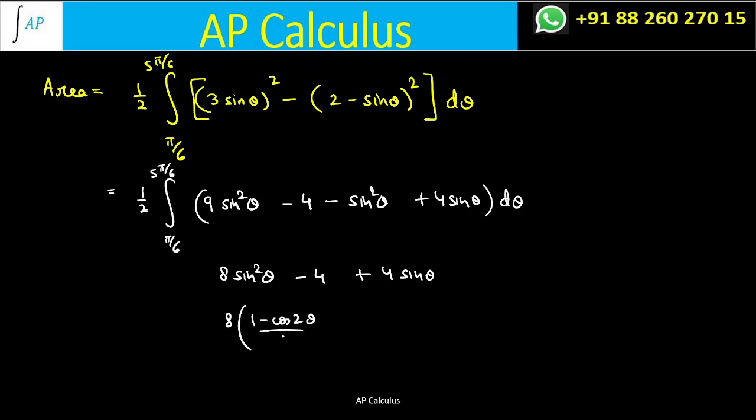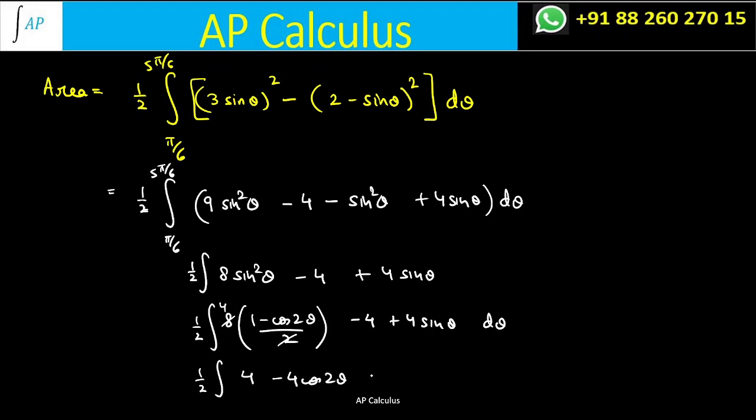So this sin square theta we can change as 1 minus cos 2 theta by 2. In many previous videos we have learned these formulas. Minus 4 plus 4 sin theta, and this is the integration with the 1 by 2. Now this 2 will cancel with the 8 four times, so finally we will have 4 minus 4 cosine of 2 theta minus 4 plus 4 sin theta d theta. So here you can see this 4 and 4 will also get cancelled out. So basically we are left with 4 sin theta minus 4 cosine 2 theta.